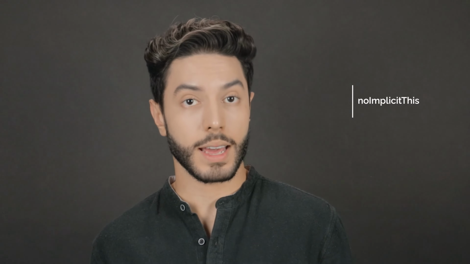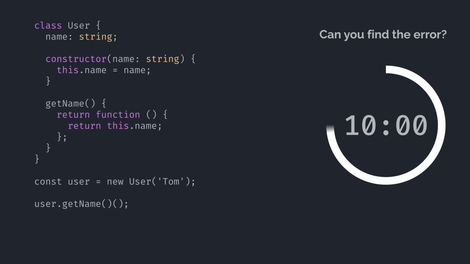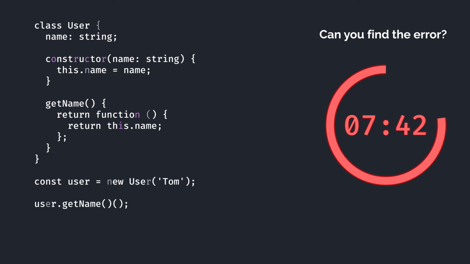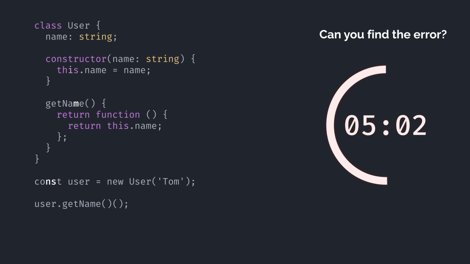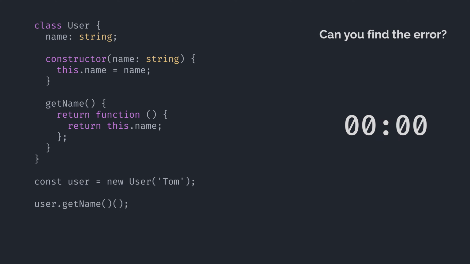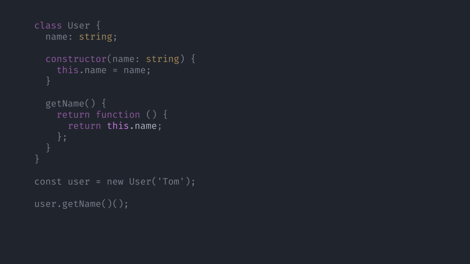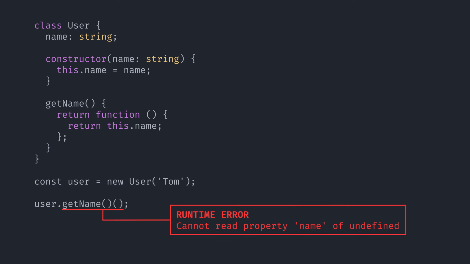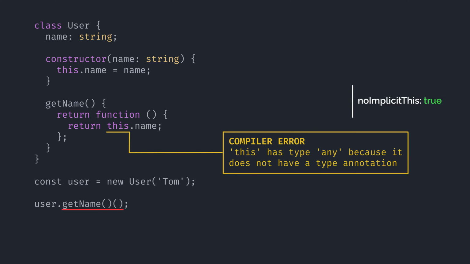noImplicitThis is similar. It will raise an error if this is implicitly any. The value of this in JavaScript is contextual. So if you're not 100% confident with how JavaScript sets this, you might write a class like the following and not notice your error. The issue here is that this in this.name does not refer to the class instance. So calling user.getName will raise a runtime error. To prevent that, we can enable noImplicitThis, which would raise a compiler error, preventing you from using this if it is inferred to be any by TypeScript.